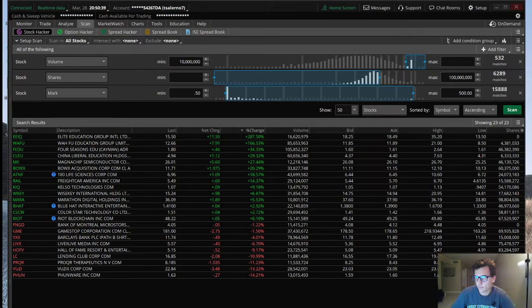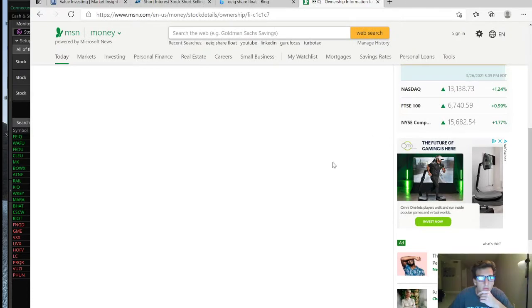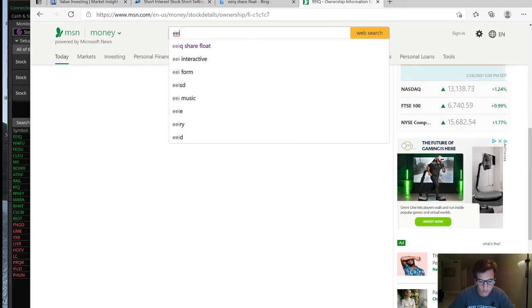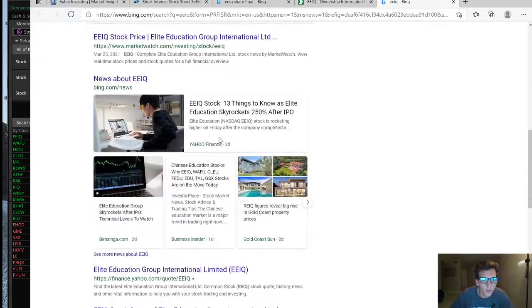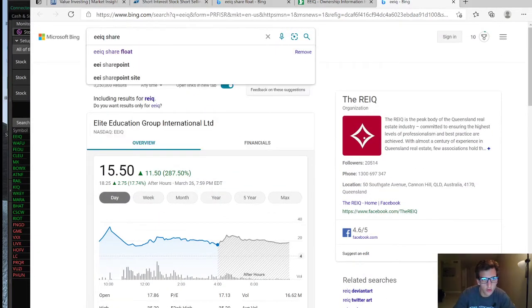Maybe I can... EEIQ share float. Let's see. Ownership. Let's see. MSN Money. Let's see if this shows it. I'm going to pull it up on here. EEIQ. Yeah, I don't know where. EEIQ share float.